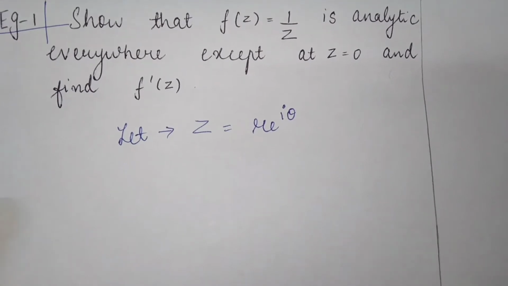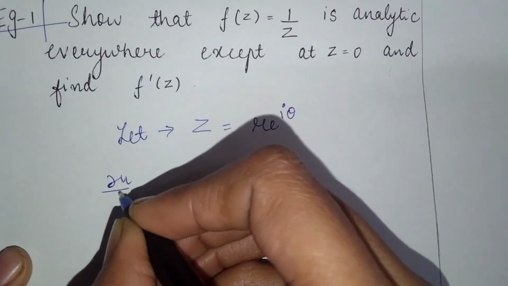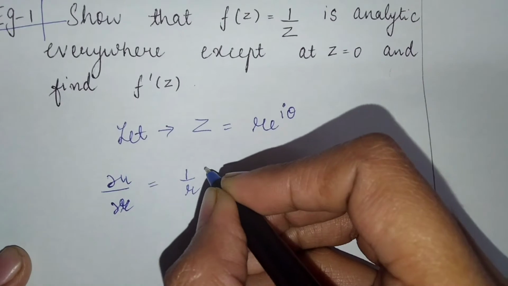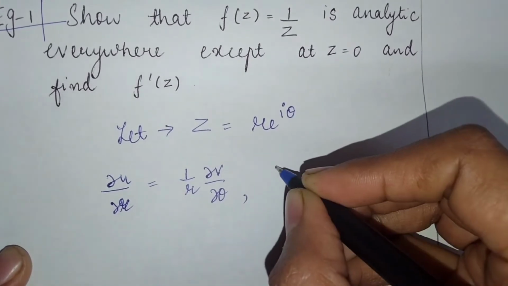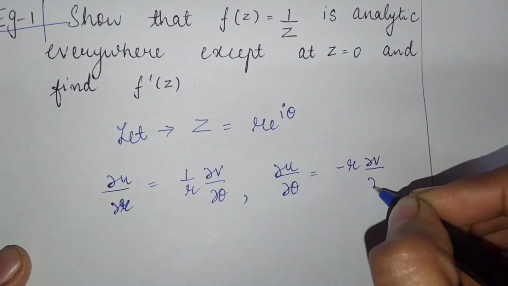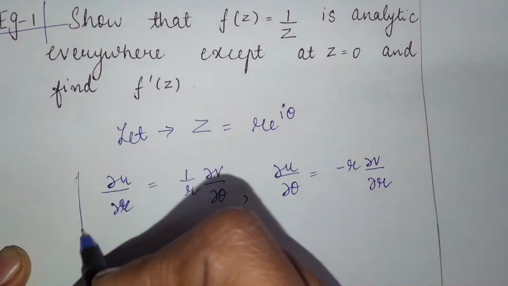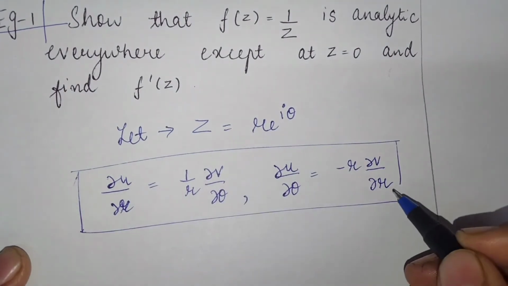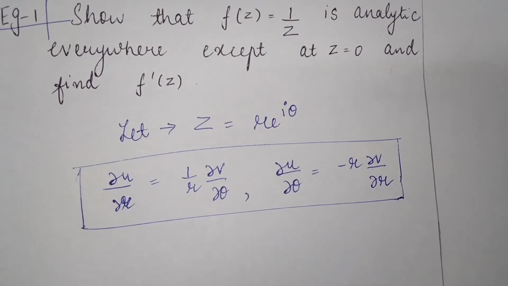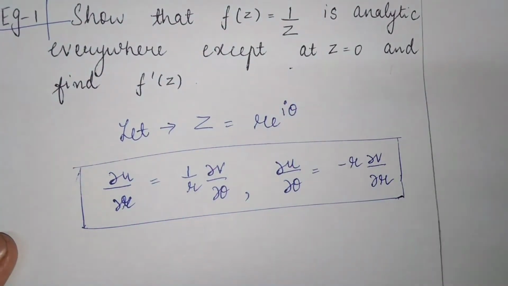Now when the function is given in polar form, and we want to check whether the function is analytic or not, then we have to check these conditions, that is del u by del r should be equal to 1 by r del v by del theta and del u by del theta should be equal to minus r of del v by del r. If both these conditions are satisfied, then we can say that it is continuous everywhere except at z equal to 0.